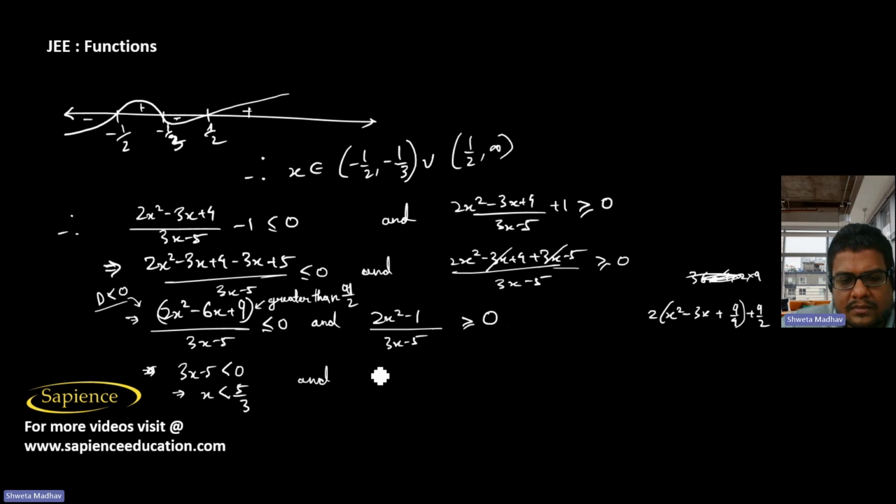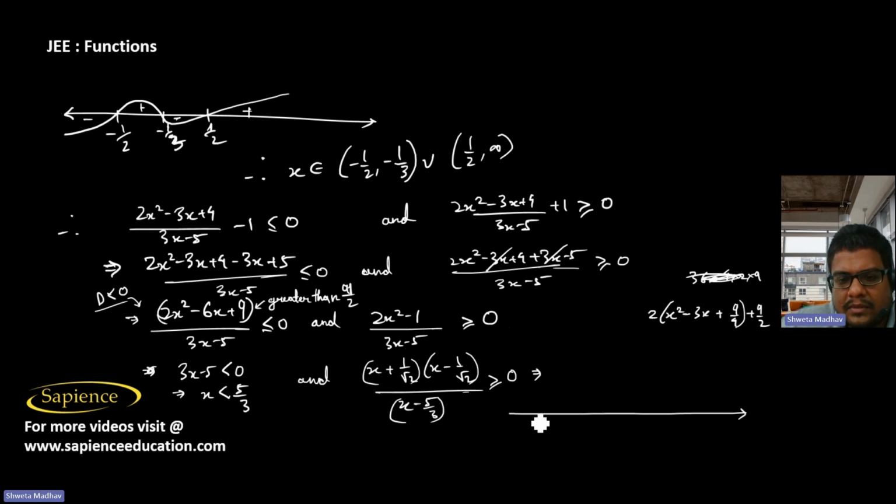And here this will be x plus 1 by root 2, x minus 1 by root 2, since it is x square minus half, divided by x minus 5 by 3, that is greater than or equal to 0. So therefore here we can take the number line. This is 5 by 3. This is minus 1 by root 2. This is 1 by root 2.